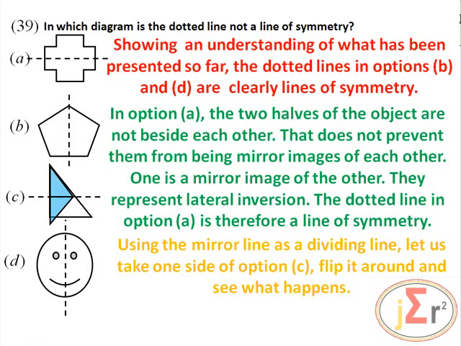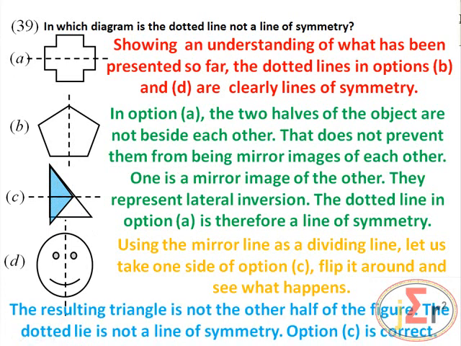Notice how the original triangle and the image of that triangle together do not form the entire figure. The resulting triangle is not the other half of the figure. The dotted line is not a line of symmetry. Option C is correct. This line is not a line of symmetry.